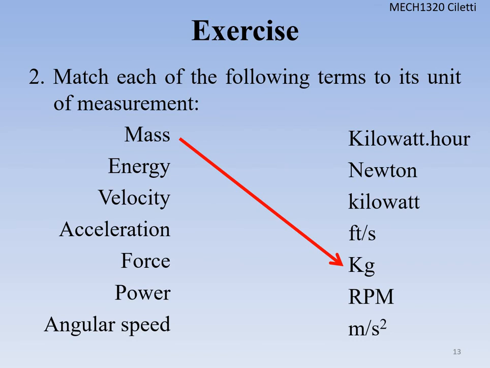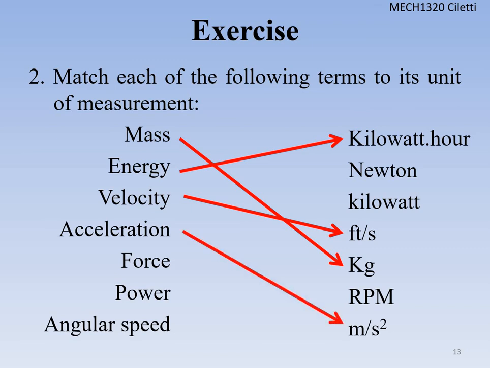Energy, very important. A kilowatt hour is energy. Velocity, careful, don't get velocity and acceleration mixed up. Velocity is just a rate, a distance over time, so that would be feet per second here. Acceleration is distance over time squared, so in this case we're talking meters per second squared.